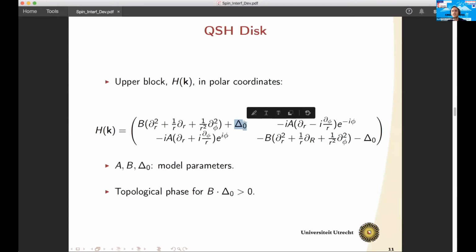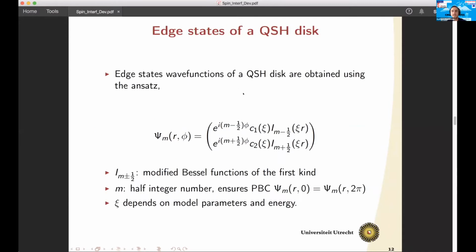Delta 0 is the bulk mass. And the topological phase is achieved when B and delta 0 have the same sign in this case. And in this case, the edge states appear. So what happens is that we can use an ansatz to write the edge state wave function for these quantum spin Hall disks, which has the following form.